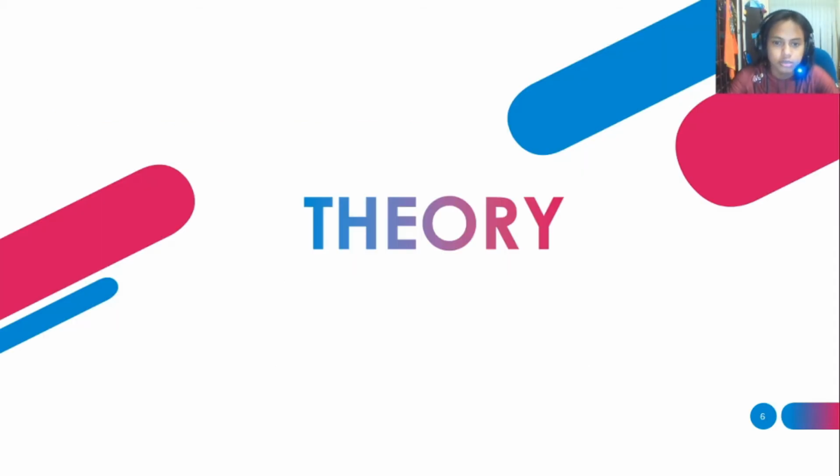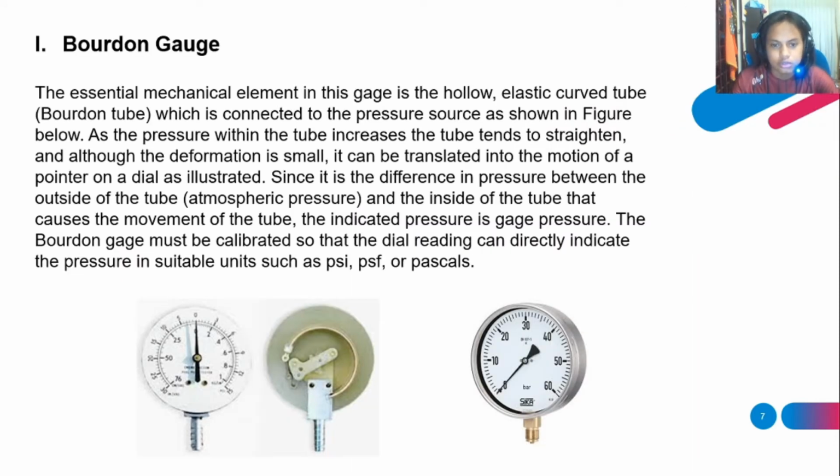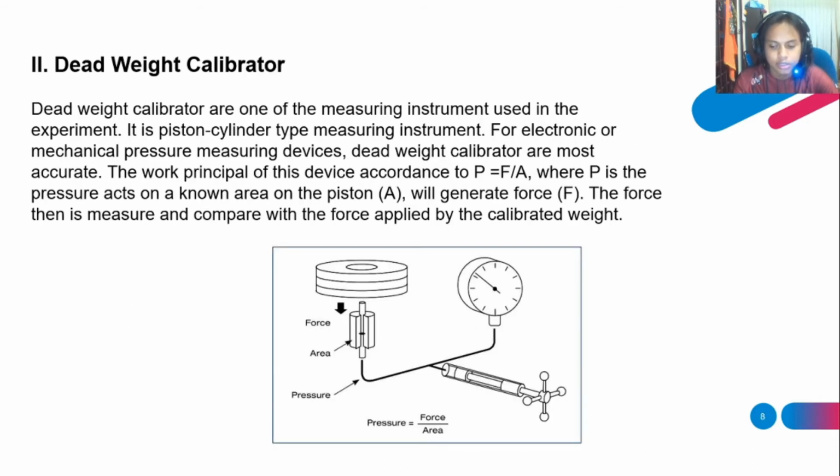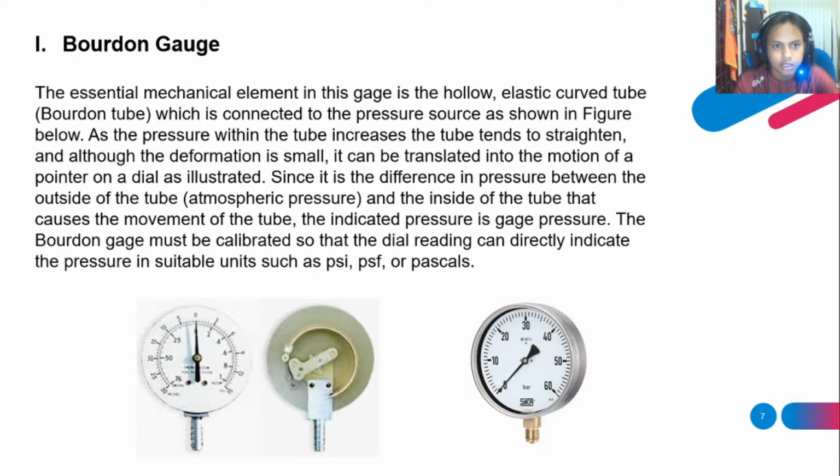Bismillahirrahmanirrahim. Assalamualaikum warahmatullahi wabarakatuh. I'm Syahmi, one of the members of Group 8, and I will explain the theory for this experiment. In this experiment, we have used two devices, which are the Bourdon gauge and the deadweight calibrator. First of all, I will explain about the Bourdon gauge.